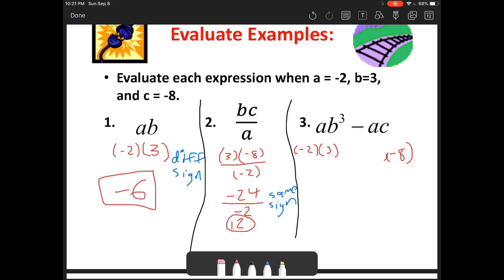Whoa, that's a really big eraser. Well, okay then. All right, so let's get those back. Parentheses -2, parentheses, there we go, that's better.